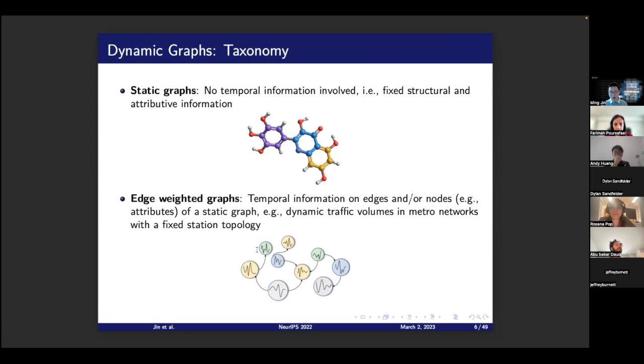One step further, we have the edge-weighted graphs. In this kind of graph, the temporal information is involved in the attribute information. For example, we have dynamic node and edge features, but a fixed graph topology. A real-world example is metro networks with a fixed station topology, but dynamic traffic volume at different times of day at each station. Many works, especially on multivariate time series, are built on this kind of abstraction, building the entire scenario with edge-weighted graphs.